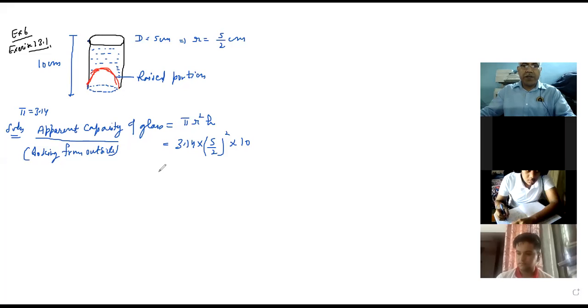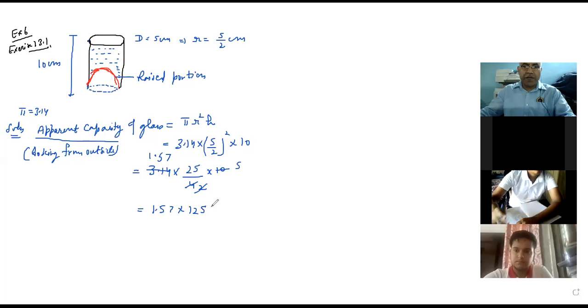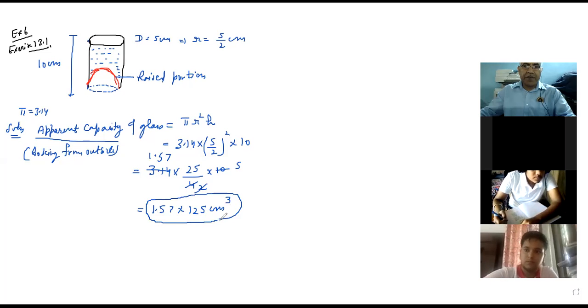So this is 3.14 into 25 upon 4 into 10. So 1.57 into 125 centimeter cube. This is the capacity of the glass. So probably it will be 196.25 centimeter cube. This is the apparent capacity.